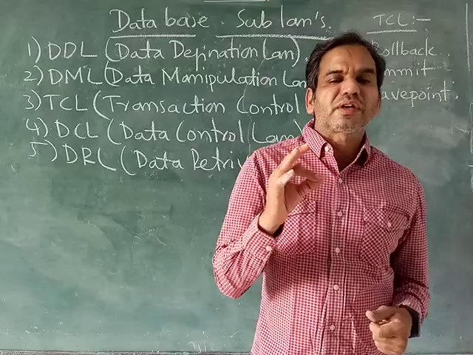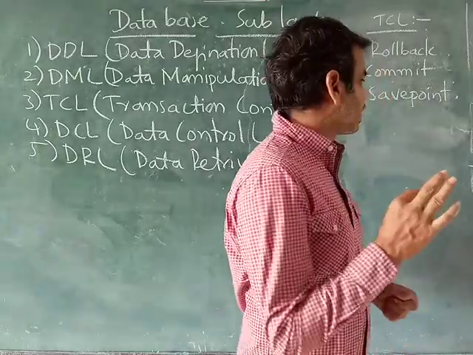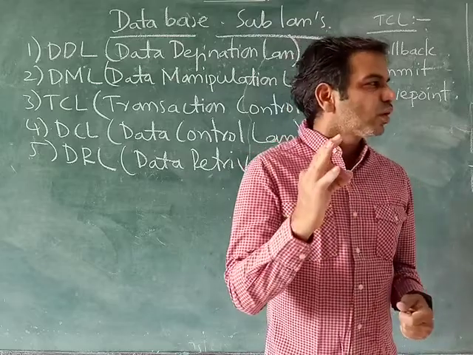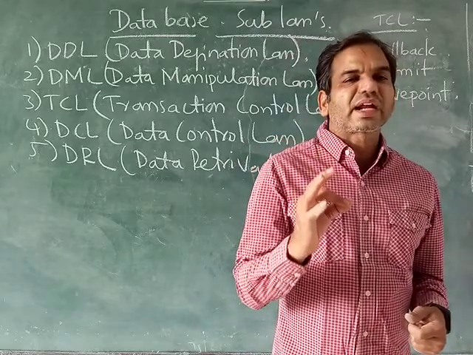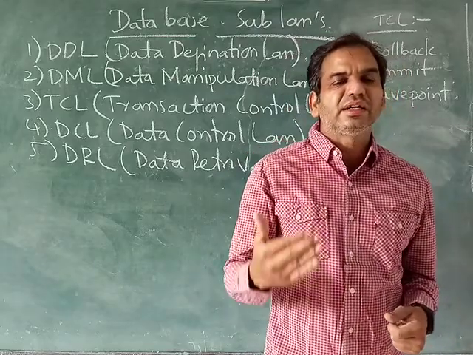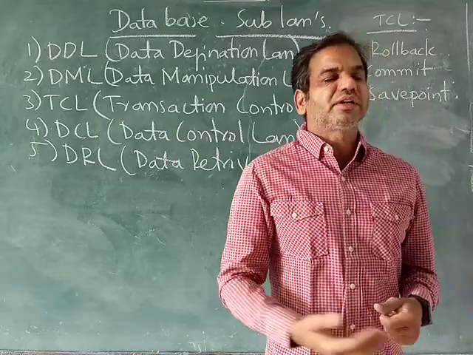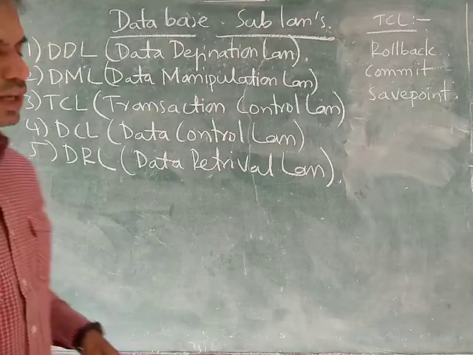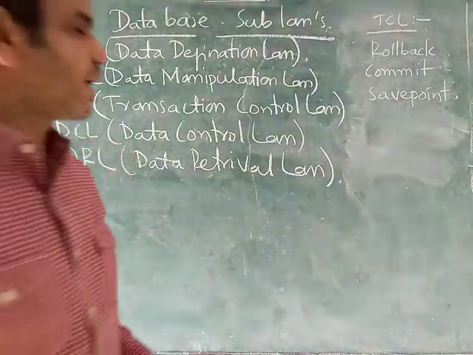With the help of the savepoint option, from a particular location, we can roll back the transactions. The transactions are insert, update, delete. Okay. So rollback, commit, savepoint. Next, DCL, data control language.